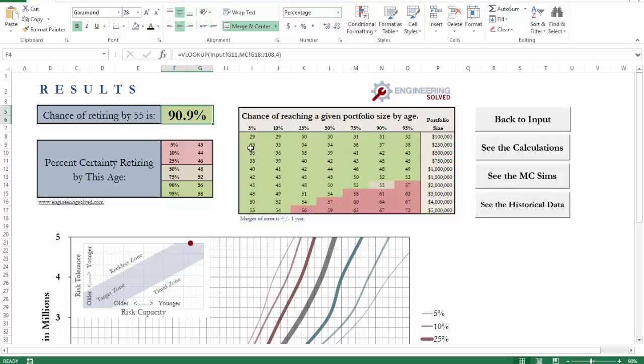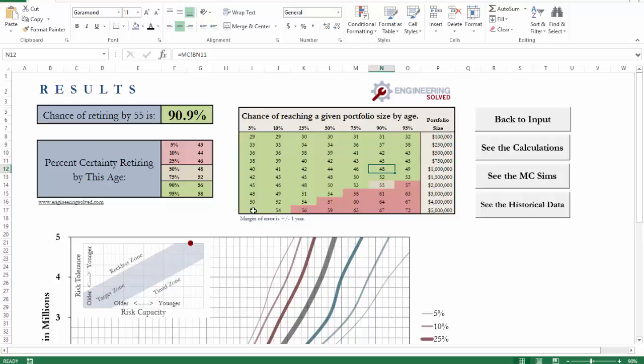And then here, this nice chart here, chance of reaching a given portfolio size by age. So here you have portfolio size, 100,000, 500,000, 1 million, 2 million, 5 million. Based on the inputs you've provided, you would have a 25% chance at age 40 of having $750,000 in your retirement account. Or by age 48, you would have a 90% chance of having $1 million in your retirement account.